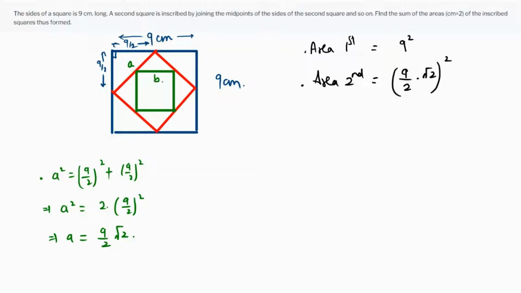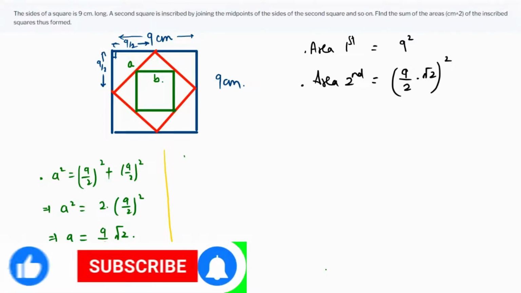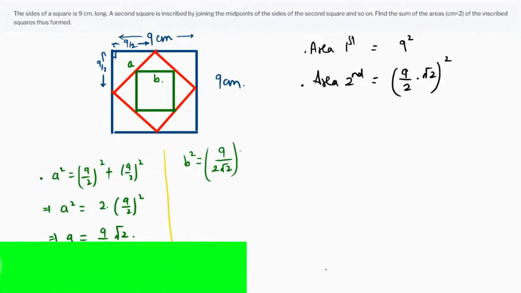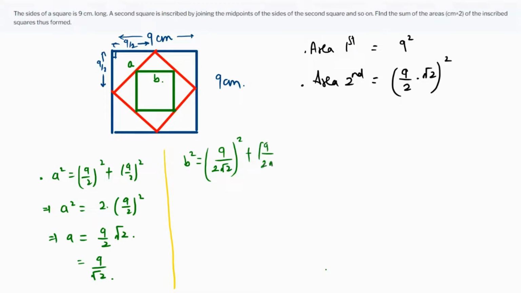All right, so let's find out likewise the value of b as in the other one. So this side can be written as 9 over root 2 as well. Let's find out the value of b using the same property. So b square is going to be, with 9 over root 2 being this much, its half is going to be 9 over 2 root 2. So that will be (9 over 2 root 2) square plus (9 over 2 root 2) square. So that's going to be 2 times (9 over 2 root 2).